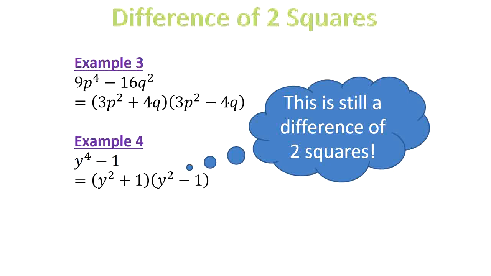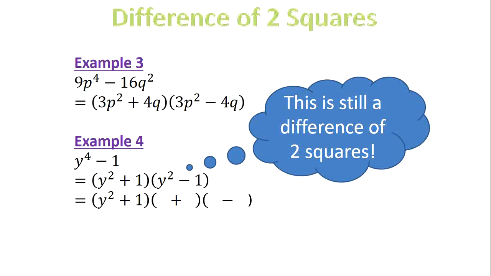Our first bracket, y squared plus 1, it's not a difference of two squares because it's plus. So equals, and we write down the first bracket. We can't do anything about that. Our second bracket, however, we know is a difference of two squares, and so now we follow our 4 steps. So step 1 and 2, we write down our two brackets with a plus sign in one and a minus sign in the other one.